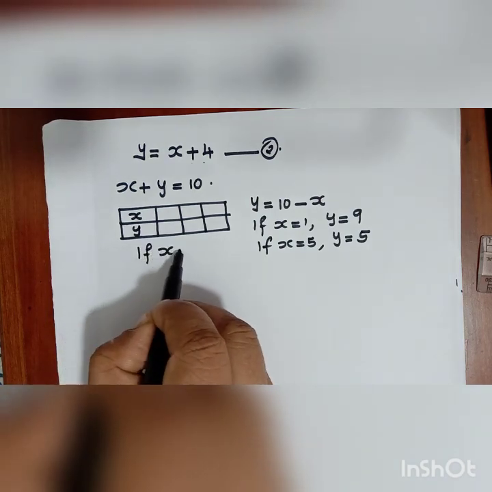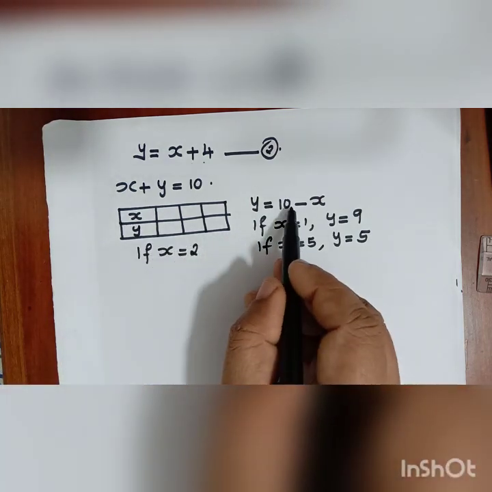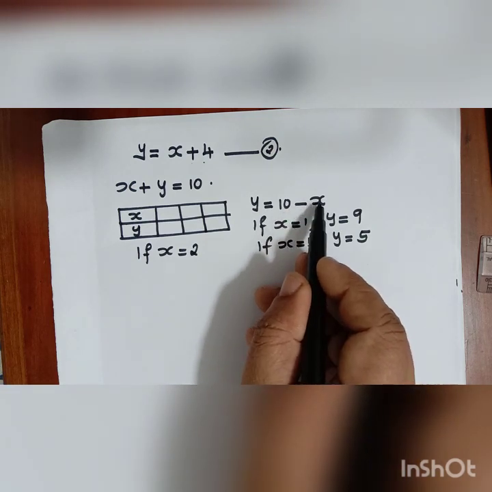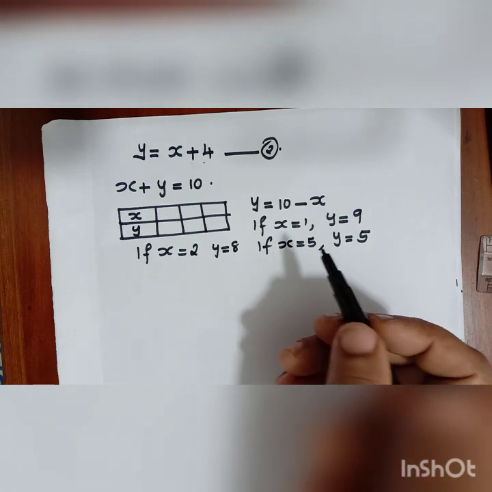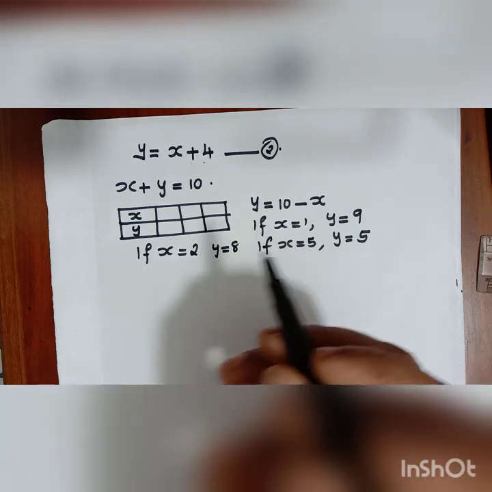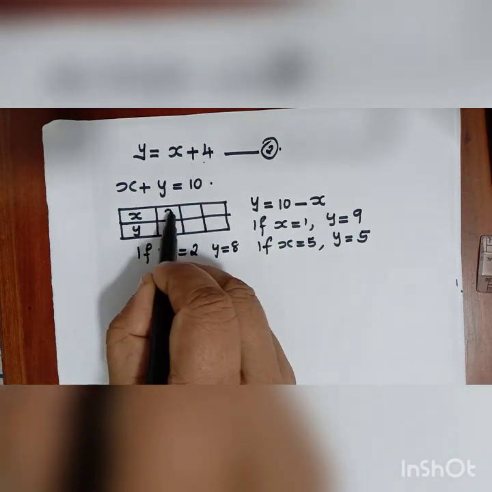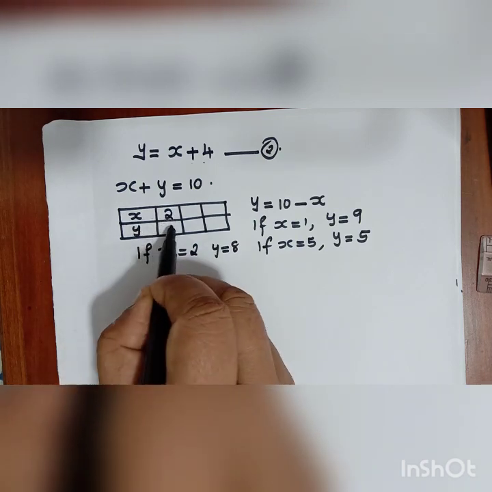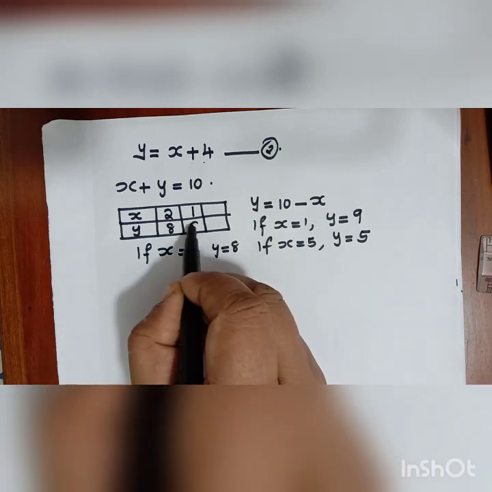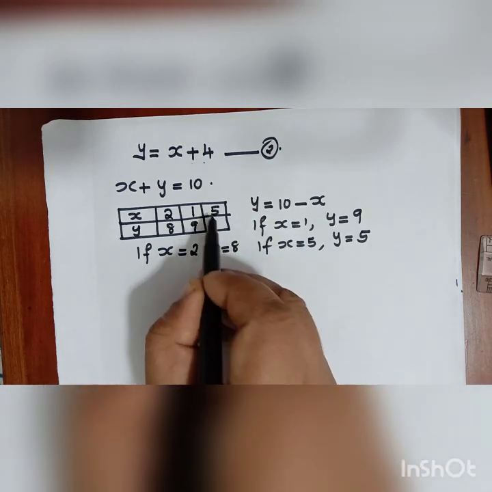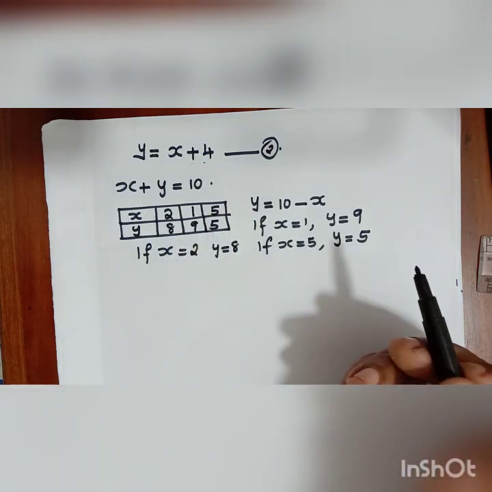If x is equal to 2, what do we get? Y is 10 minus 2, which is 8. So we can have any numbers like this, and that is x is equal to 2, we have the x column. Be careful. Y is 8. X is equal to 1, y is 9, x is equal to 5, y is also 5.